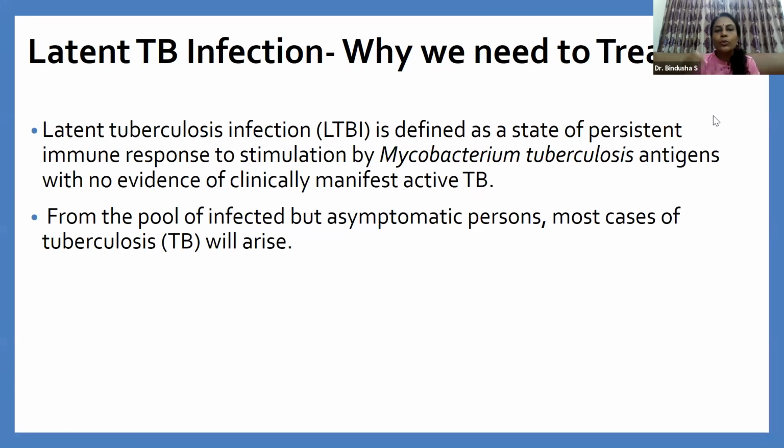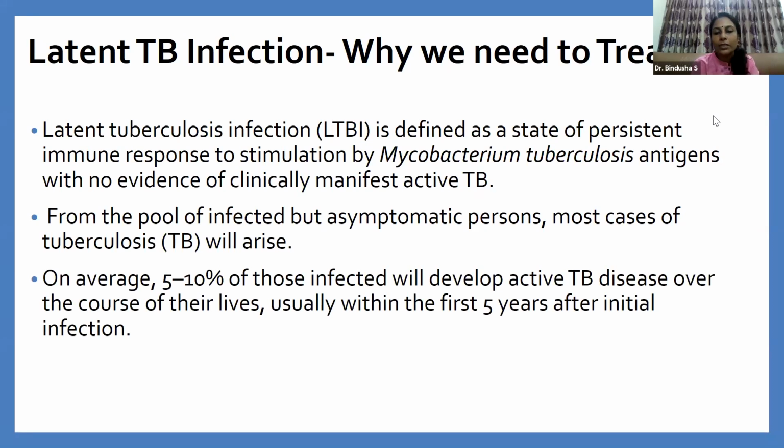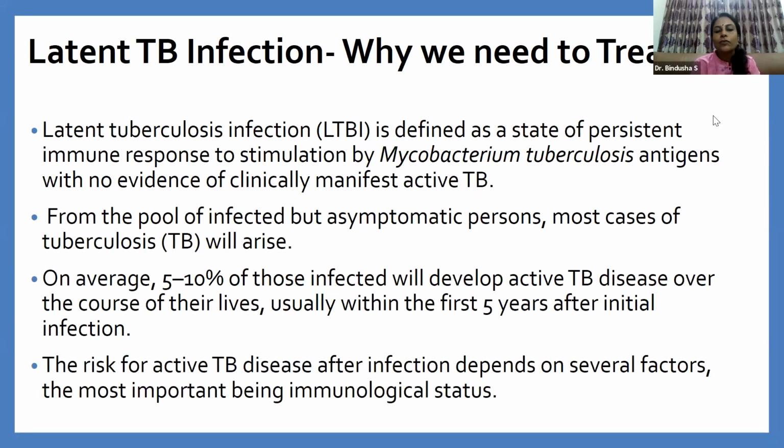And from this pool of latent TB infected persons, these persons are actually asymptomatic. But from this pool of patients, most of the tuberculosis cases will arise. On an average, 5 to 10% of these infected persons will develop active TB disease over the course of their lives, usually within the first 5 years of initial infection. And the risk of active tuberculosis disease after infection depends on several factors, the most important being the immunological status of the child.